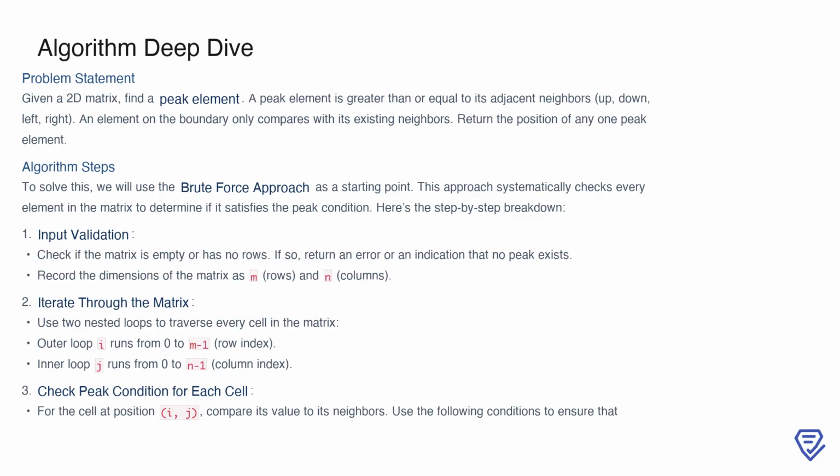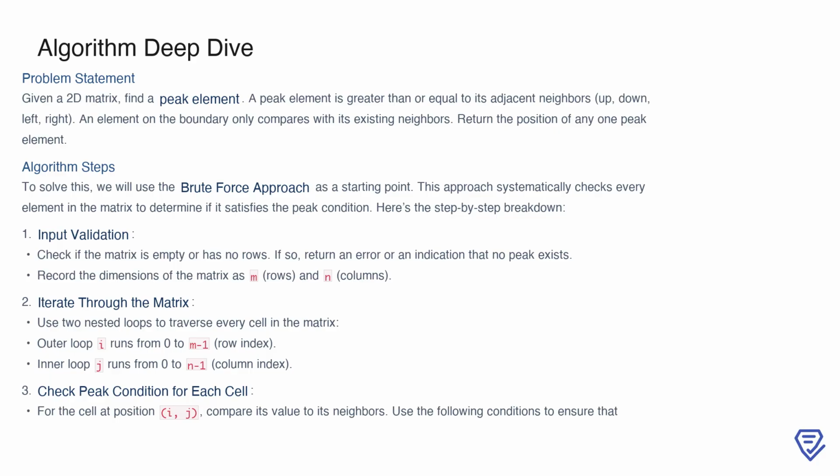To solve the problem of finding a peak element in a 2D matrix, we start with the brute force approach. A peak element is defined as one that is greater than or equal to its adjacent neighbors up, down, left, and right. For boundary elements, we only consider their existing neighbors. The brute force algorithm begins by validating the input to ensure the matrix is not empty. After that, we determine the dimensions of the matrix, denoted as m for the number of rows and n for the number of columns. Next, we iterate through every cell in the matrix using nested loops.